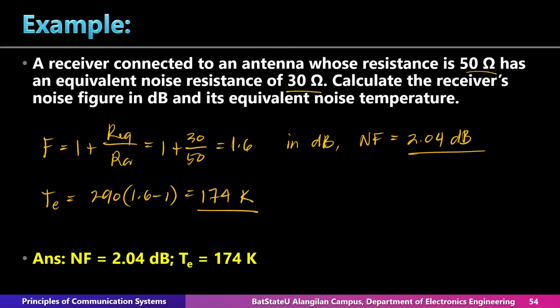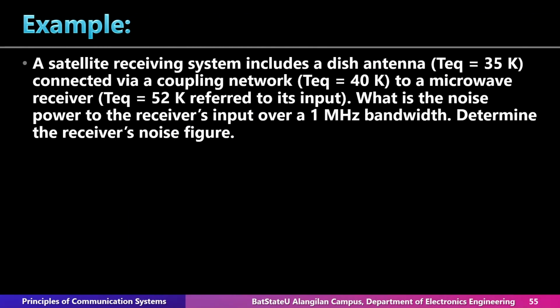Okay. So, now, let us have the last problem for this video. We have a satellite receiving system that includes a dish antenna. Yung dish antenna, ang equivalent temperature ay 35 kelvins. Connected via a coupling network na ang equivalent temperature ay 40 kelvins. Tapos connected siya sa isang receiver na ang equivalent temperature naman ay 52 kelvins referred to its input. What is the noise power at the receiver's input?